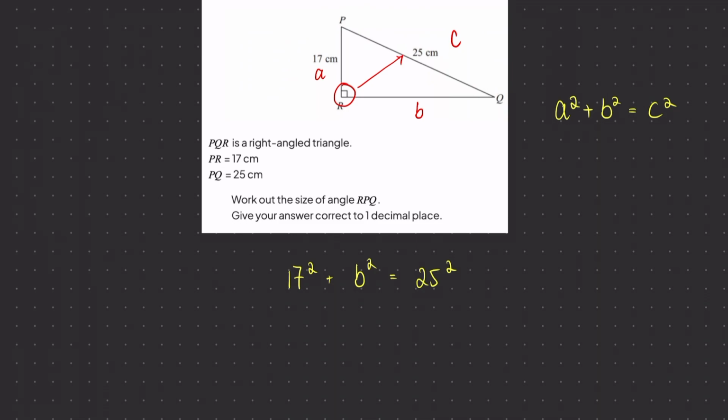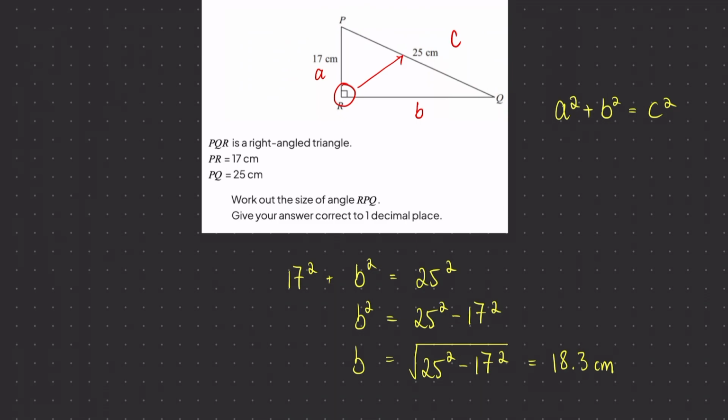But what I'm going to do to both sides is subtract 17 squared, and that's going to leave me with this expression here. And the next step is to square root both sides, and this is something that I can put into my calculator to work out. And this comes to 18.3 centimeters.